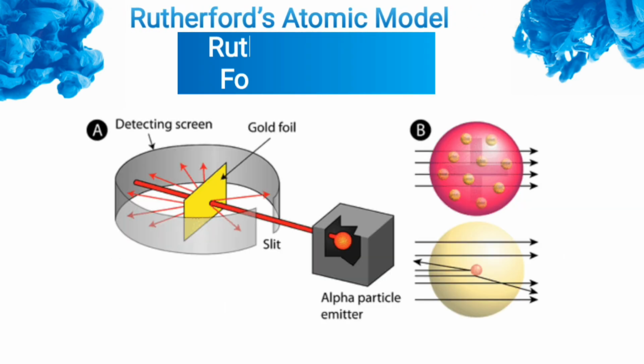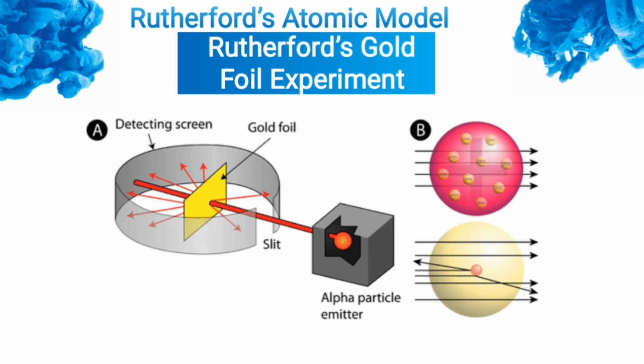But dear student, this is Rutherford's experiment apparatus diagram. This is a detecting screen, this is a gold foil, and this is an alpha particle emitter. Now this is Rutherford's gold foil experiment apparatus.